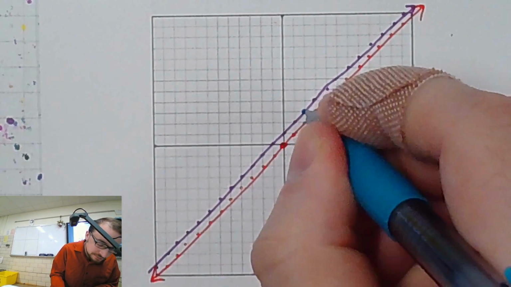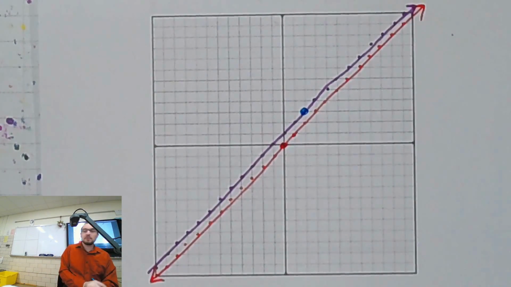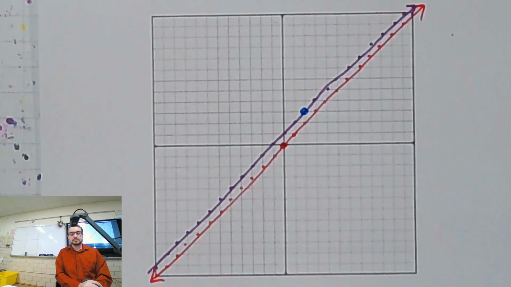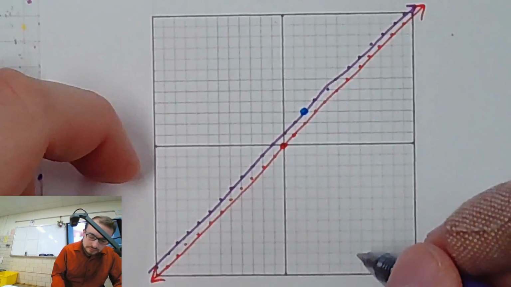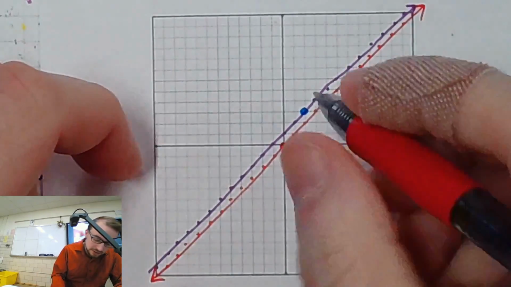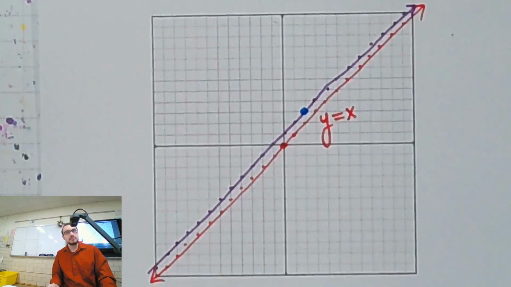Again, the blue dot is the dot they wanted it to go through. And then to make it parallel, I used the same slope, up 1 over 1. So the purple is the parallel line. The red was the line y equals x. Let's turn the page.